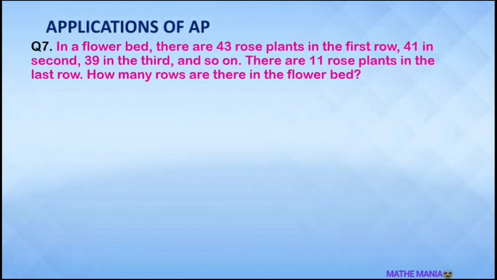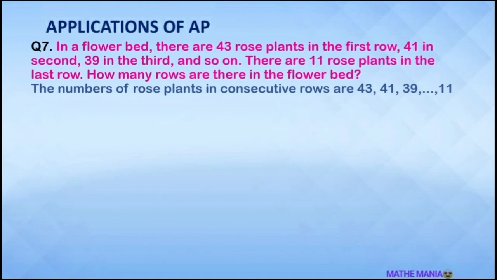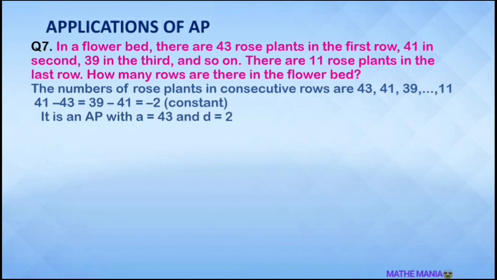Another question. In this situation, there's a flower bed which has a number of rows. There are 43 rose plants in the first row, 41 in the second, 39 in the third, and so on. And we have to find the total number of rows if 11 rose plants are there in the last row. First, we'll check whether these numbers form an AP. On subtracting consecutive numbers, we see that the difference is coming the same, that is minus 2, which implies that 43, 41, 39, etc. are forming an AP.